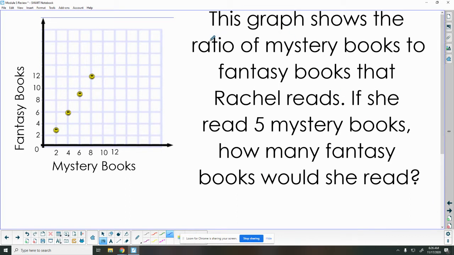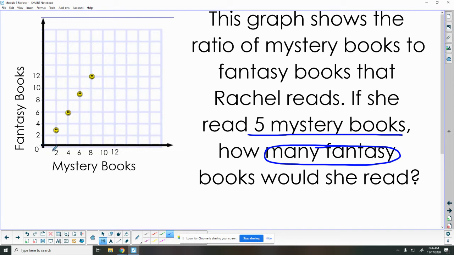Hey, this graph shows the ratio of mystery books to fantasy books. So here's our X and our Y. We always go over, then up. That Rachel reads. If she read 5 mystery books, how many fantasy books would she read?